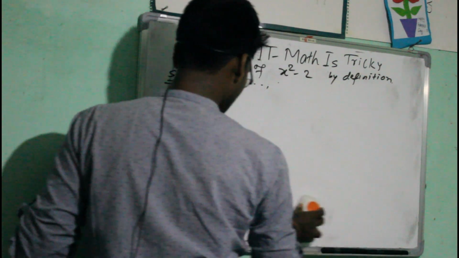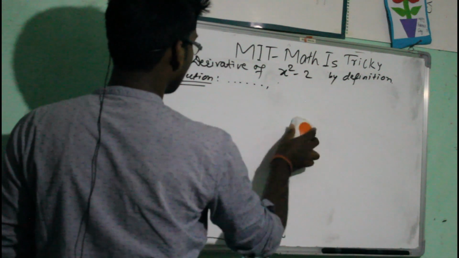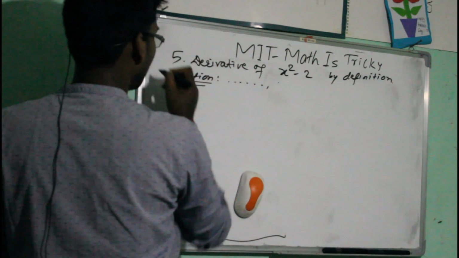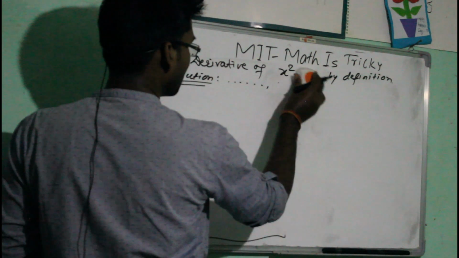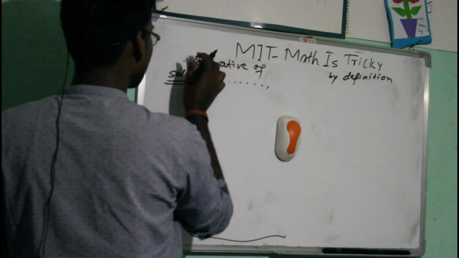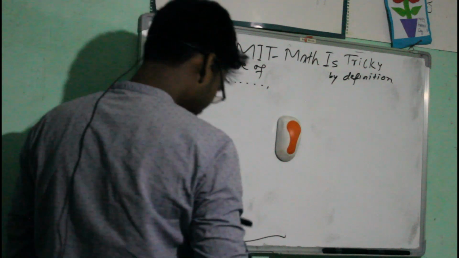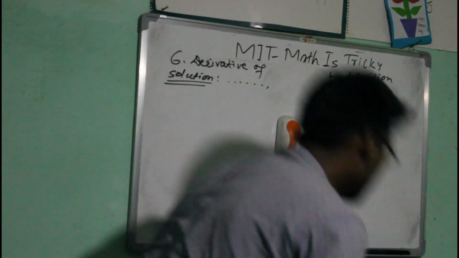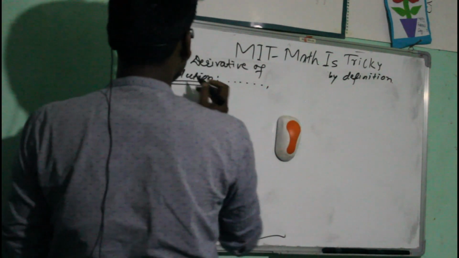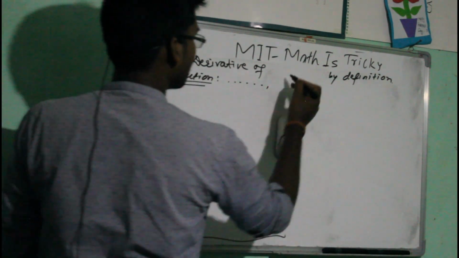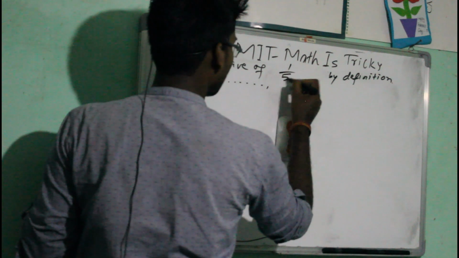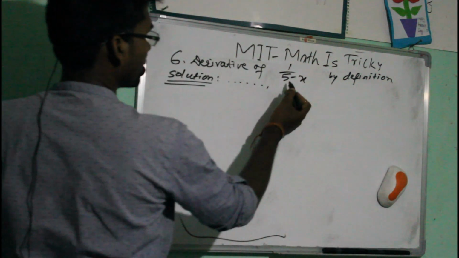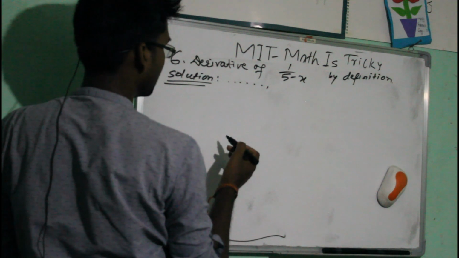Now let me solve another problem for you. Question number, I think it was 5. So 5 is already solved. Now move to question number 6. Okay, so let's move to question number 6, x 1 by 5 minus x. So this is your problem, and we will find the derivative of this function by definition.